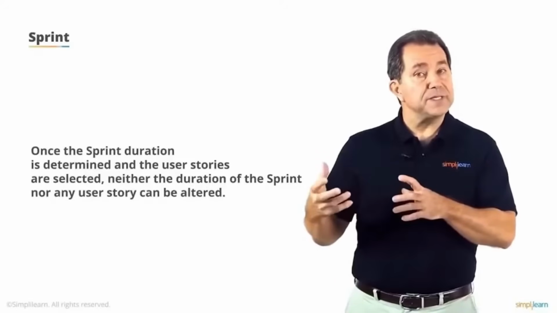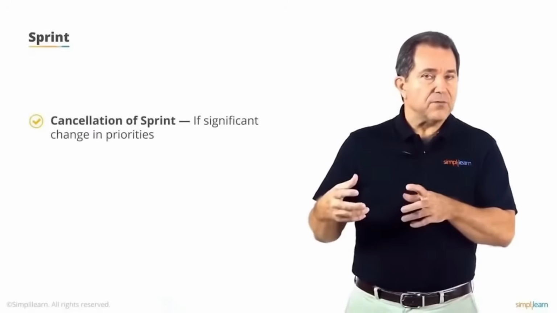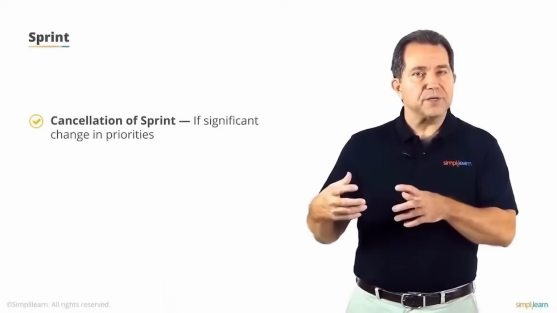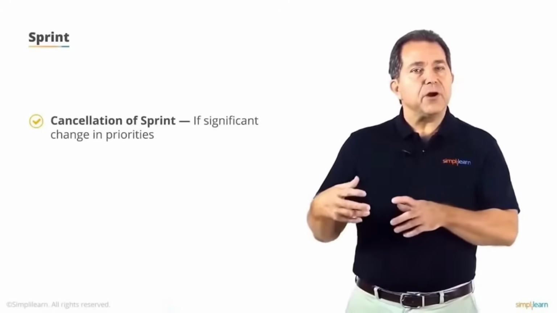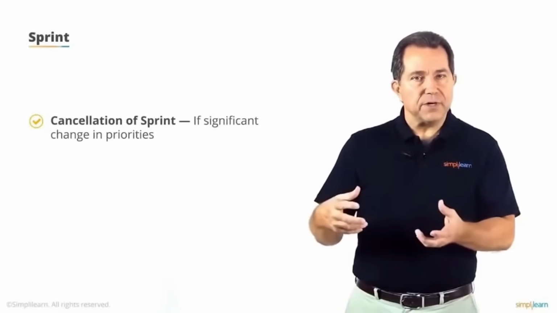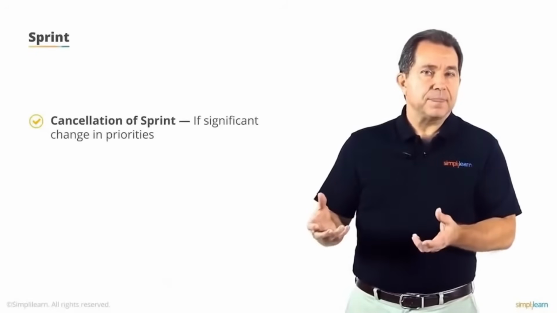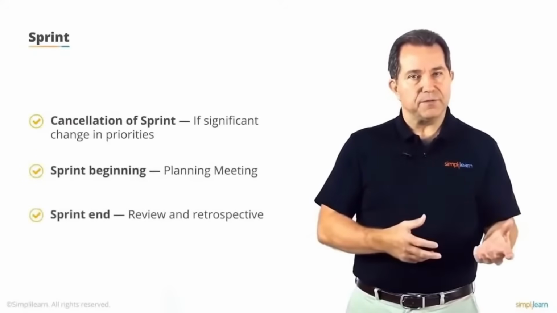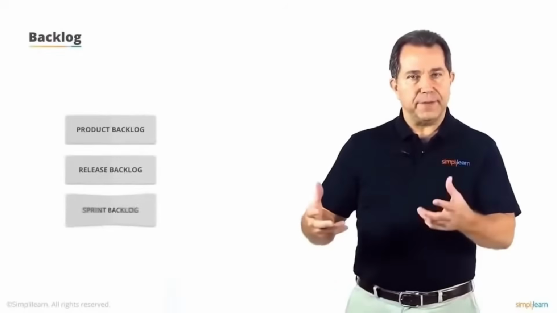The product owner may choose to cancel or terminate a sprint in specific situations. For example, a significant change in priorities or a mid-course correction may render the current sprint backlog invalid. Given that we are only talking about a couple of weeks of work, the cancellation of a sprint would be an extremely rare event. A sprint will begin with a sprint planning meeting and end with a sprint review and retrospective. There are 3 backlogs used in Scrum: the product backlog, the release backlog, and the sprint backlog.